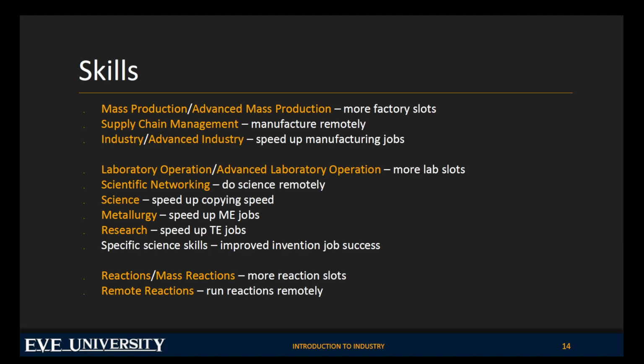Okay? But returning to the issue of manufacturing and all the skills that go into it, we have mass production and advanced mass production. So similar to reactions and mass reactions, this is the one that gives you more manufacturing slots. So if you're building stuff, you need to train up mass production and advanced mass production if you want to build more than one thing at a time.